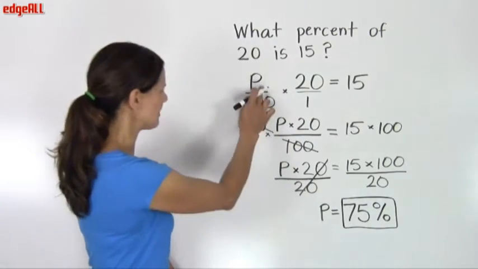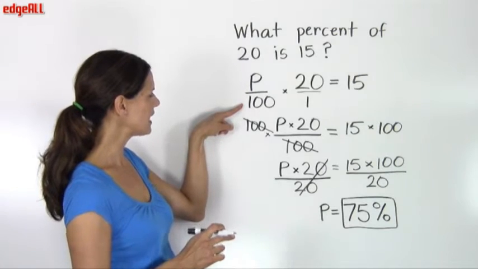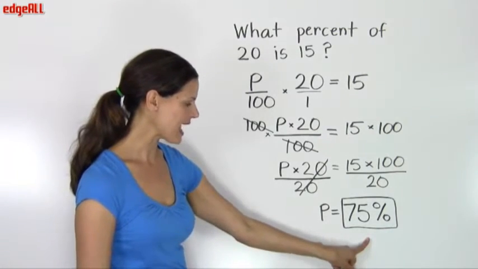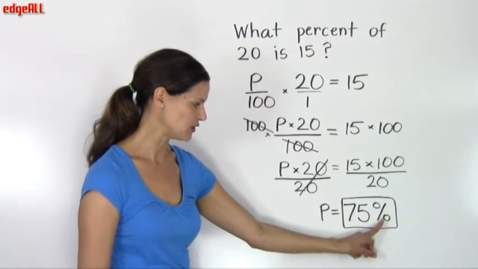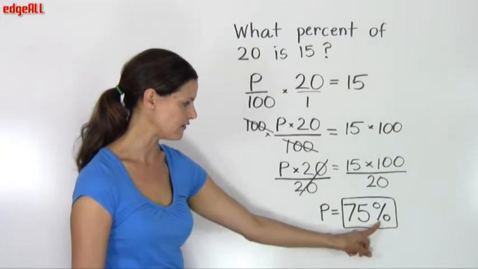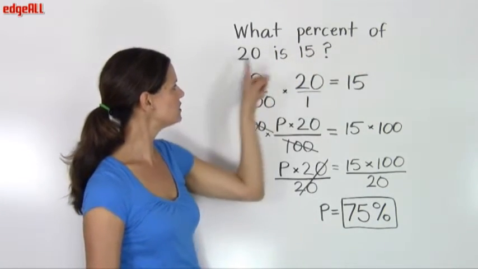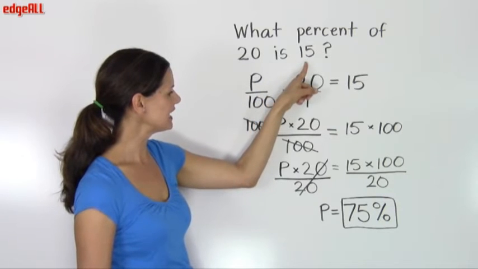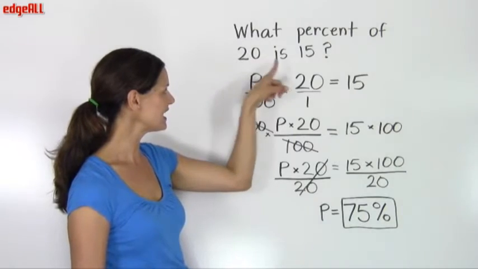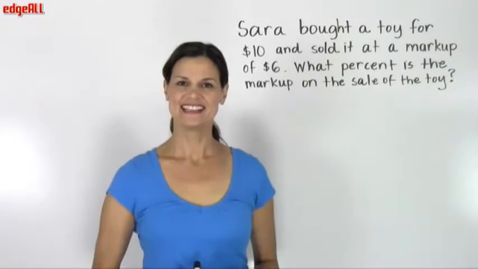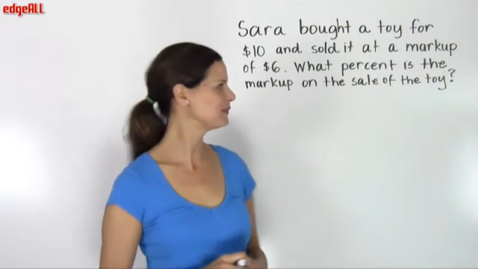The P equals 75, which would go right back in here, 75 divided by 100. But when I write my answer, I want to make sure that I have my percent symbol afterwards so that I know that this is representing 75% in answer to my question, what percent of 20 is 15? So we have found that 75% of 20 equals 15. Let's look at an application of this type of percentage problem.